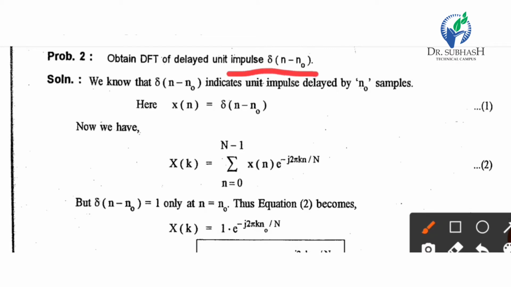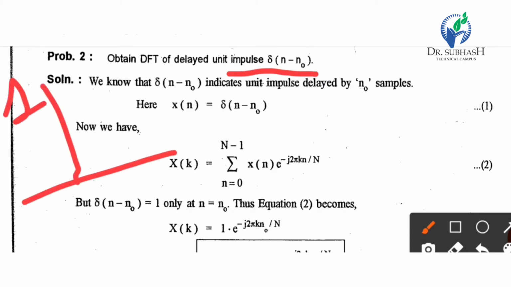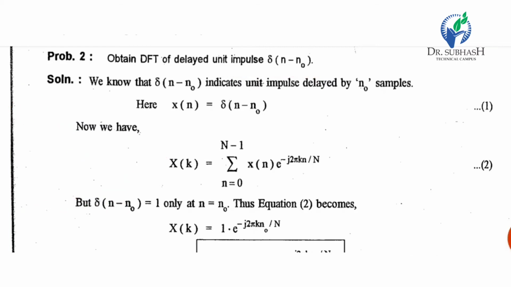So we know that delta n minus n0 indicates a unit impulse delayed by n0 samples. Here I will draw on screen. Its amplitude is 1 and this is called n0. So only at n0, delta n minus n0 equal to 1.